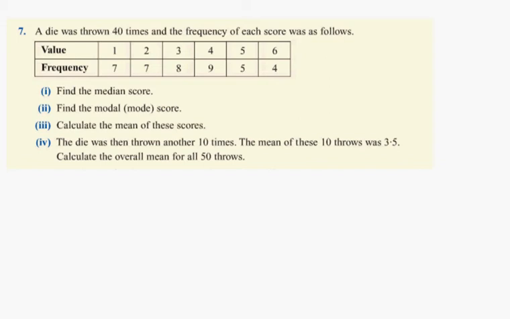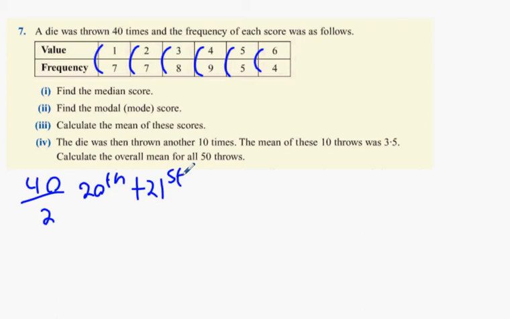Value and frequency. A dice is thrown, or die being the singular, one die, is thrown 40 times, and the frequency of each score was shown as follows. What is the median score? So 40 times divided by 2 gets me 20 and 21st. Where is 20 and 21 in this list?